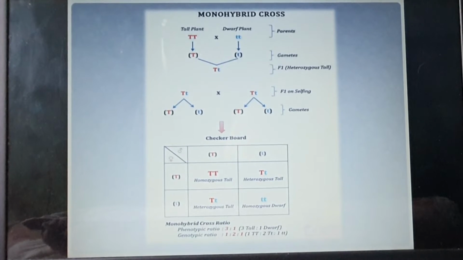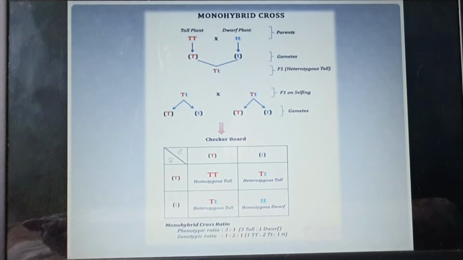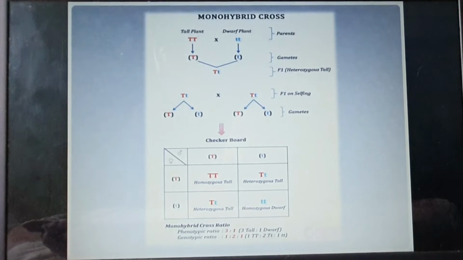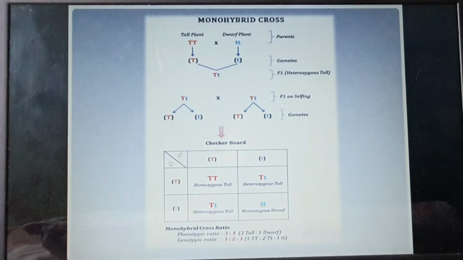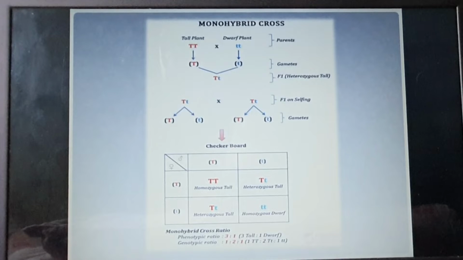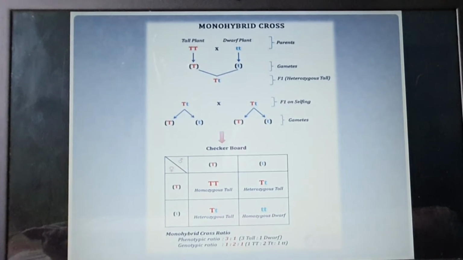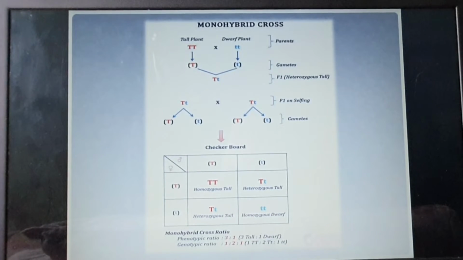Then he did selfing of capital T, small t, and got gametes. After gametes, with the help of Punnett square method, he got F2 generation. That ratio, as I have said earlier, is given here. You can see in detail what was genotypic ratio also. This is all about monohybrid cross.